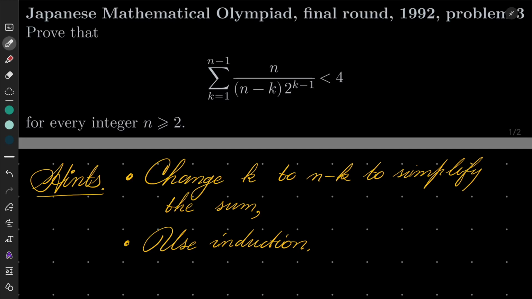Hello friends, in this video I'd like to solve the following problem from the Japanese Mathematical Olympiad, final round 1992, problem number 3. We wish to prove the following inequality. The sum from k equals 1 up to n minus 1 of n over (n minus k) times 2 to the power k minus 1 is strictly less than 4 for every integer n which is greater than or equal to 3.